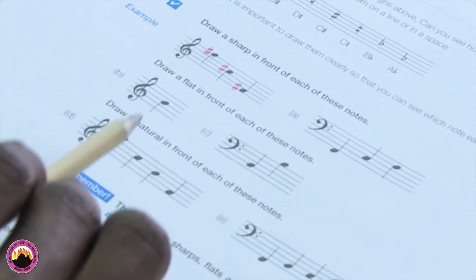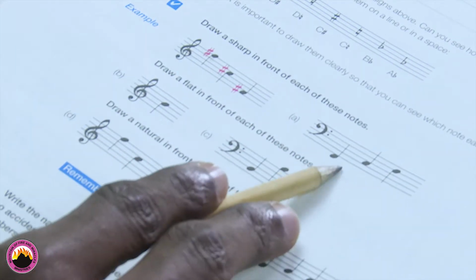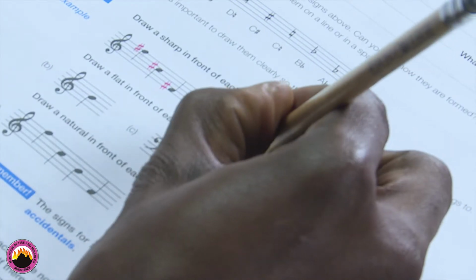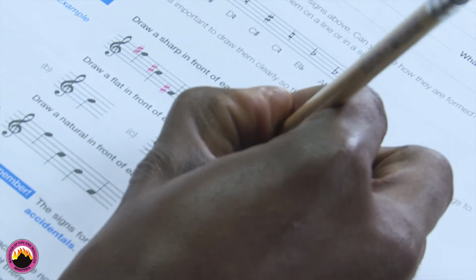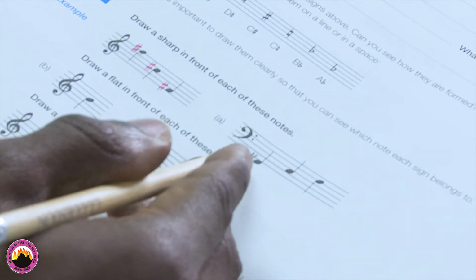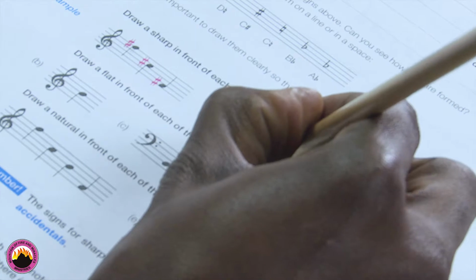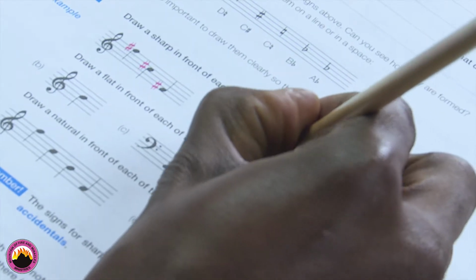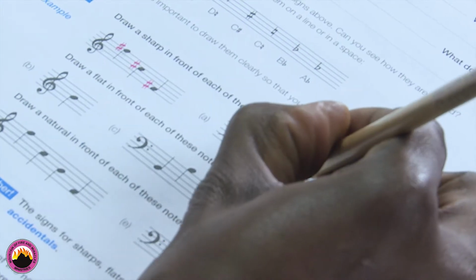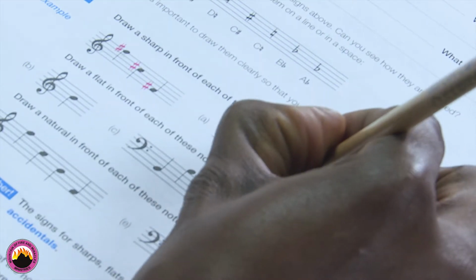So the first one, 2A. So what do we do? We come here and we draw a sharp in front of the notes. That's our sharp. The next one, like I mentioned earlier, make sure your pencil is sharp.